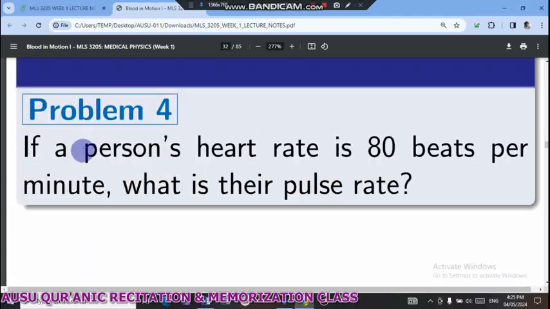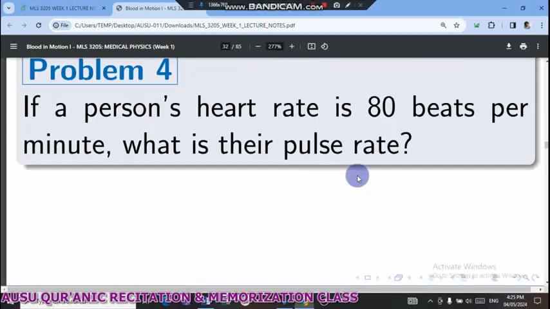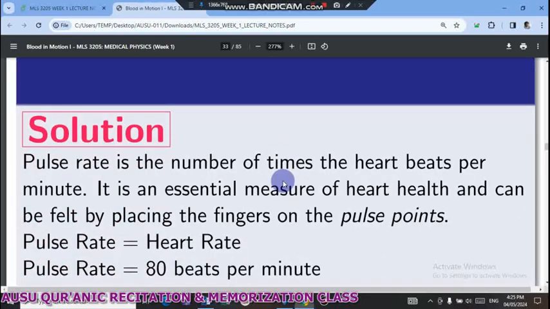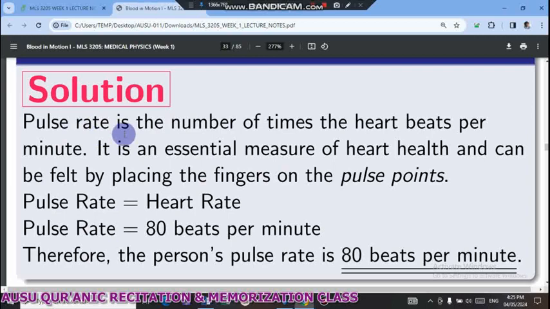Okay, problem 4. Problem 4 says a person's heart rate is 80 beats per minute. What is their pulse rate? Meaning in 1 minute this person's heart beats 80 times. So the question is, what is their pulse rate? We need to know the meaning of pulse rate before we can find it. So here is the explanation. They say pulse rate is the number of times the heart beats per minute, meaning how many times your heart beats in 1 minute. If you get that number, that is the pulse rate.